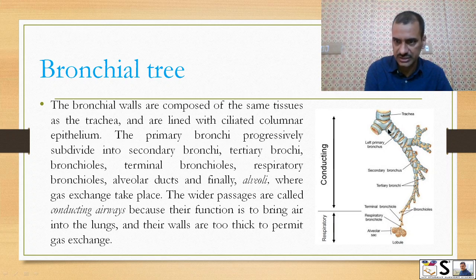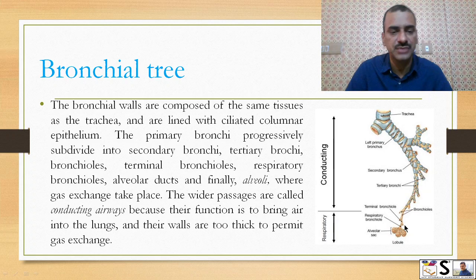Okay, so here is the picture of the left bronchus where it first divides into two secondary bronchi and then tertiary bronchi and then bronchioles. The wider passages are called conducting airways. So up to here it is conducting airway because it is not allowing exchange of gases. But after that it allows exchange of gases and these are known as the respiratory pathway or airway.